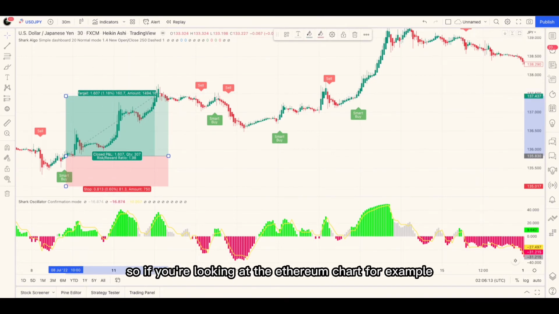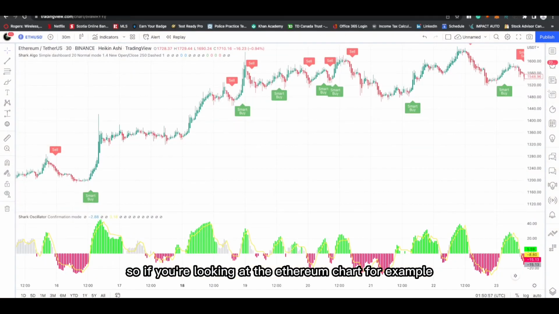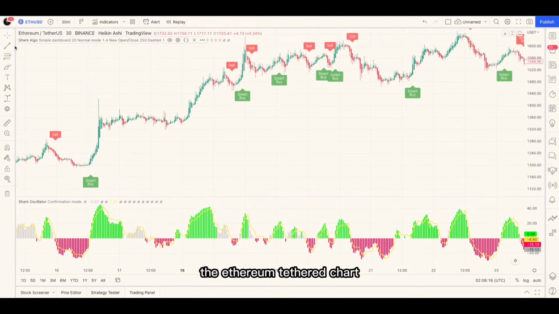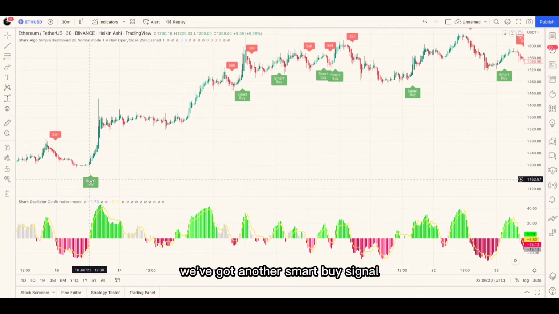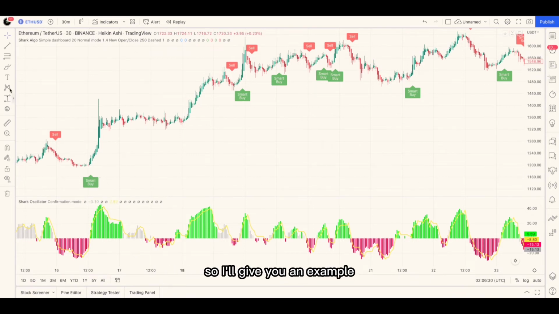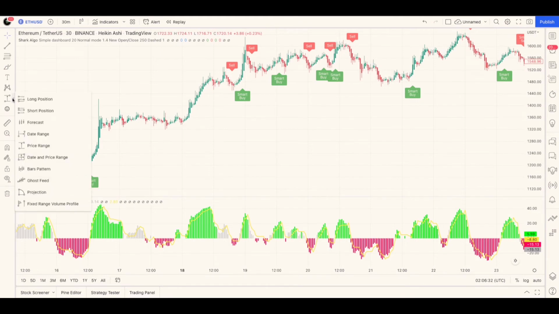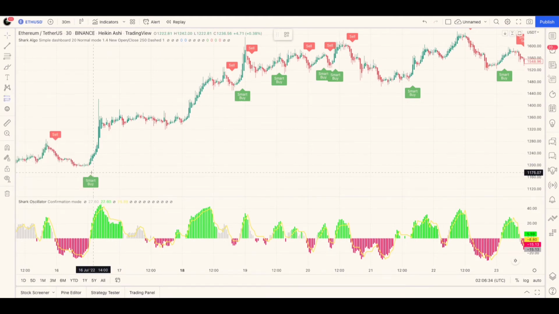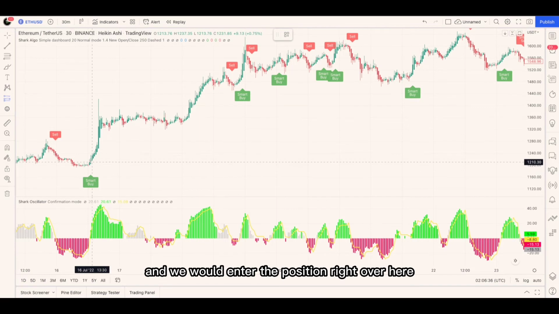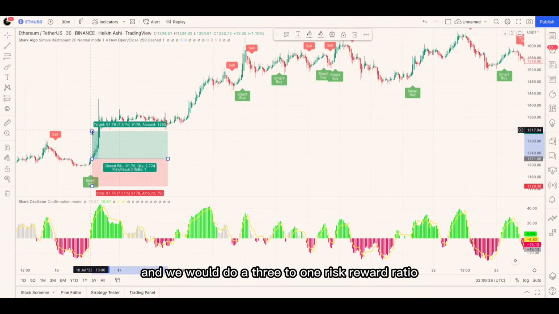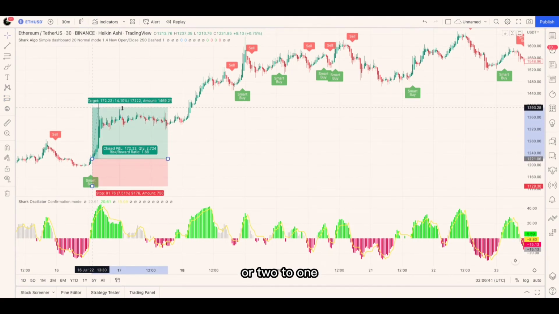If you're looking at the Ethereum chart, for example, the Ethereum Tether chart, as you can see over here, we've got another smart buy signal. We want to wait for the next candle to end. We want to wait for the next bar. Because it was a green bar, that means that's a good trade. That's something that you want to enter. So I'll give you an example. And we would have entered the position right over here, and we would do a 3-to-1 risk reward ratio, or a 2-to-1.